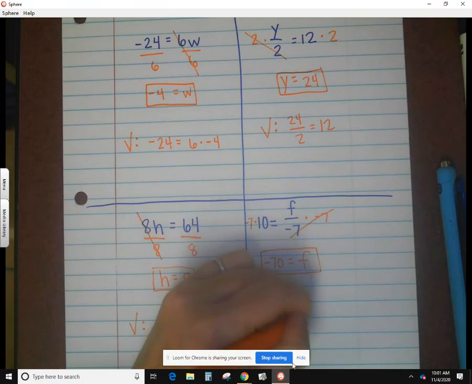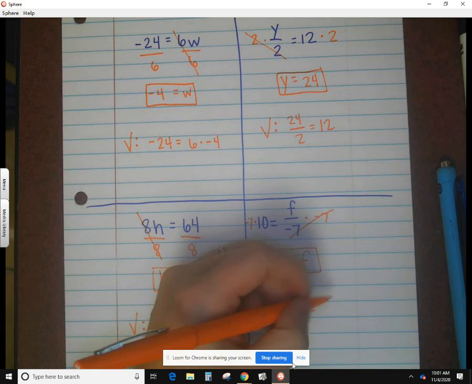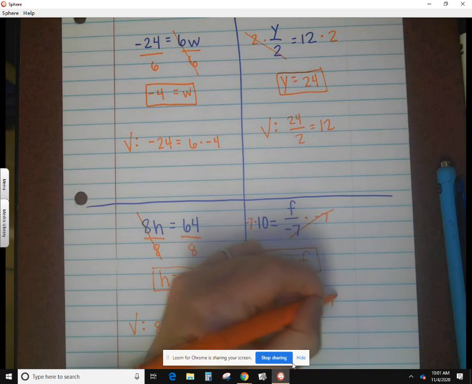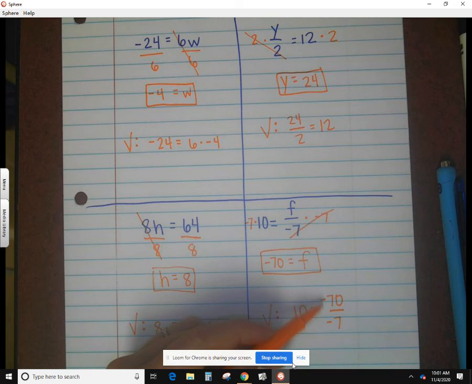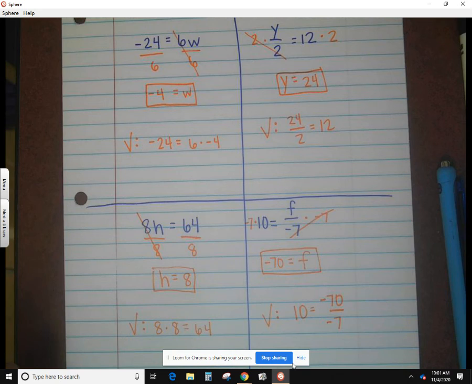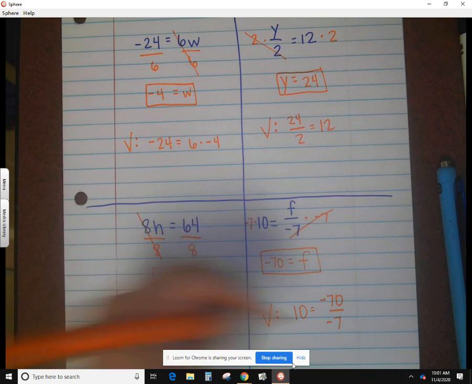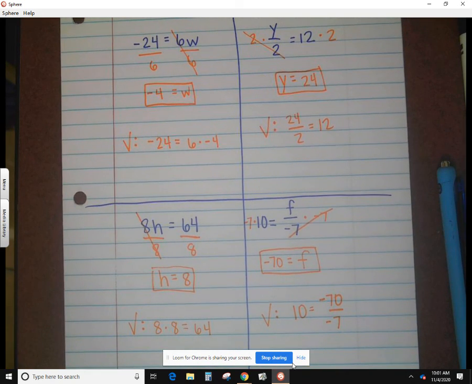When I check that, it was f divided by -7, so I'm going to do -70 divided by -7. A negative divided by a negative does give us a positive, and 7 does go into 70 10 times, so we know we are correct.